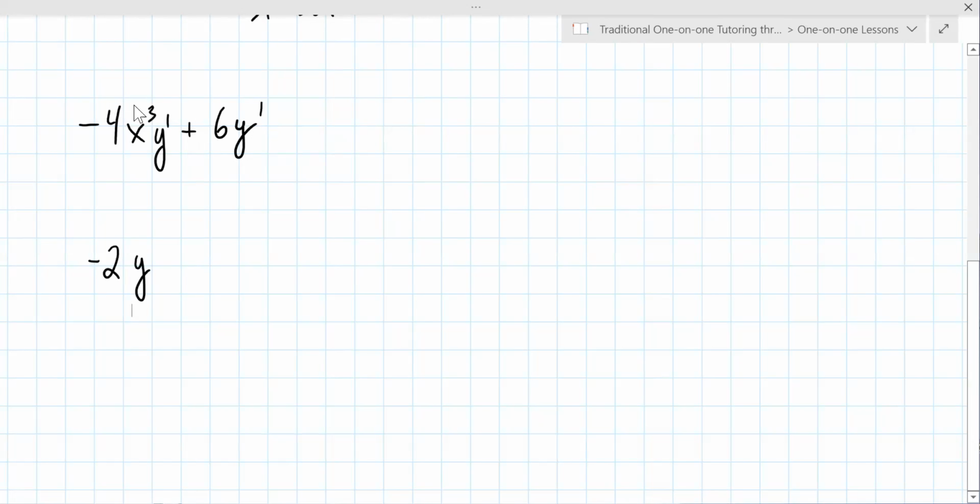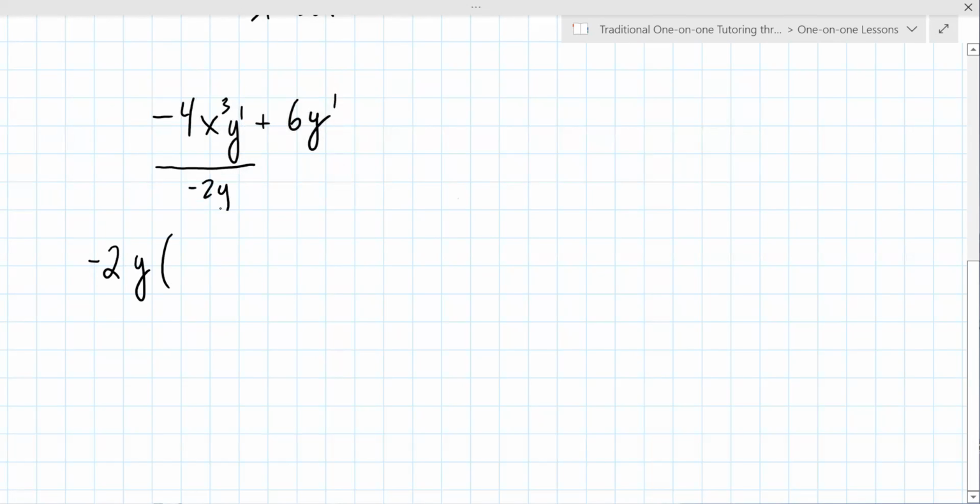So now the question is, what do I write next here? There's a couple ways to do it. The faster you get, you'll just be able to write it here. If you're not sure, though, you can divide both of these by the greatest common factor. Okay. Is this something you've seen before or something you're comfortable with?